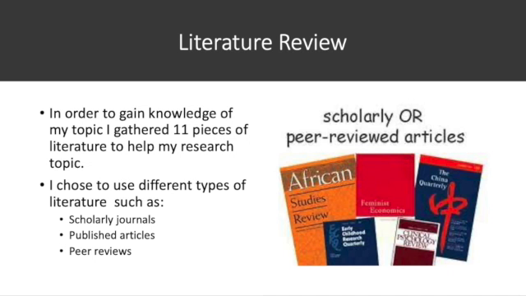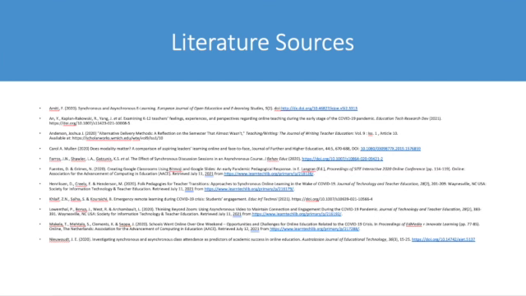Okay, next, let's talk about the literature review. In order to gain knowledge of my topic, I gathered 11 pieces of literature to help my research topic. I chose to use different types of literature such as scholarly journals, published articles, and peer reviews. Here's a couple of examples of what it could look like. Next is literature sources. Here's a compilation of the 11 sources that I used for my research project. You have some scholarly journals, some peer reviews, and some journals.